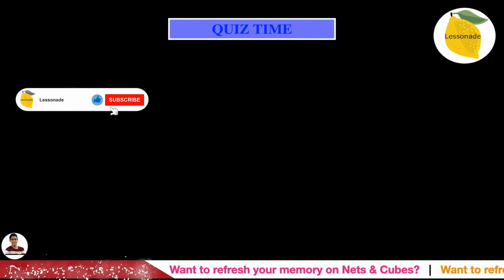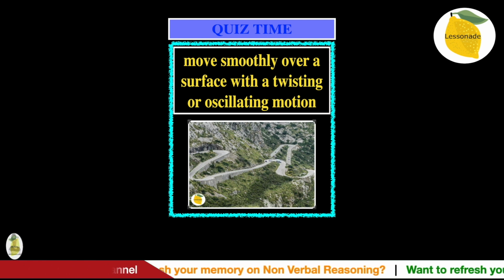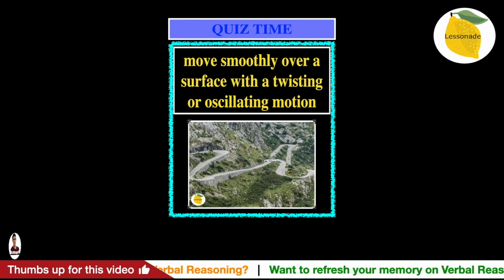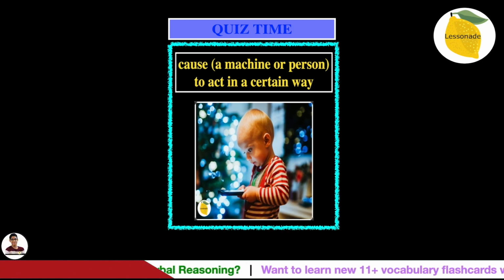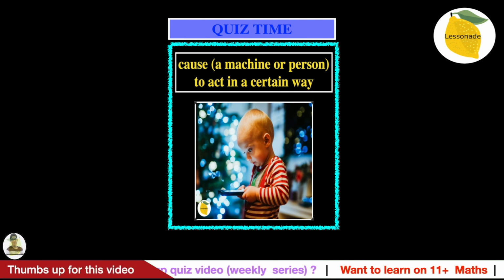Question number 3 is move smoothly over a surface with a twisting or oscillating motion. In this picture, we can see the road moving smoothly over the surface with a twisting or oscillating motion. And our final question, question number 4, is cause a machine or person to act in a certain way. In this picture, we can see a boy causing a machine to act in a certain way.